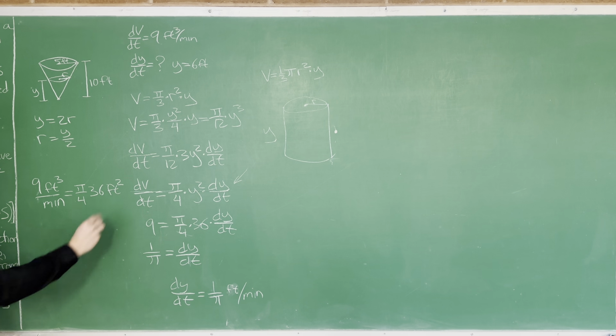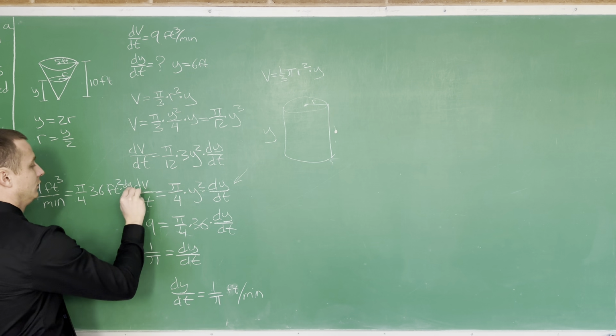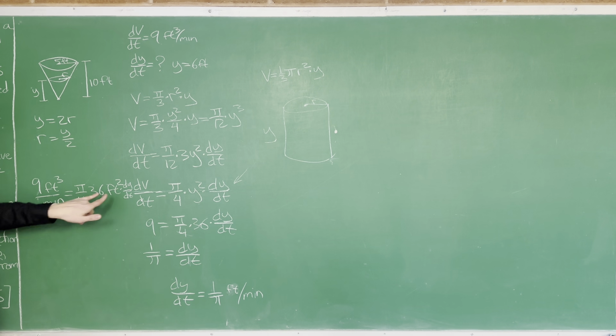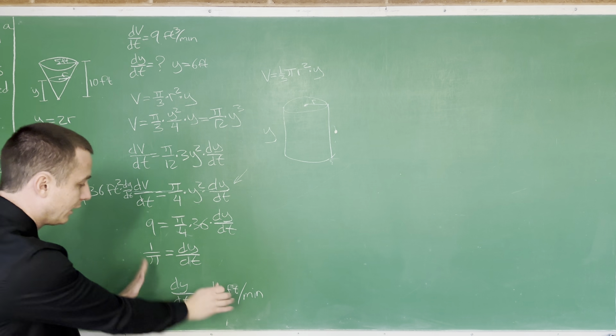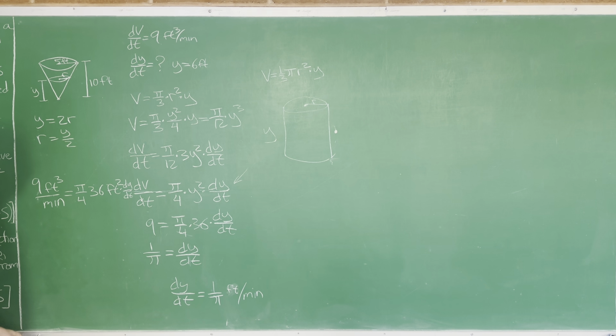So this was times the dy dt, right? So when you divide over, the feet squared come down here, and so you get 1 foot per minute, feet per minute. And the units will always come out exactly the way you expect. Okay. Any questions on that?